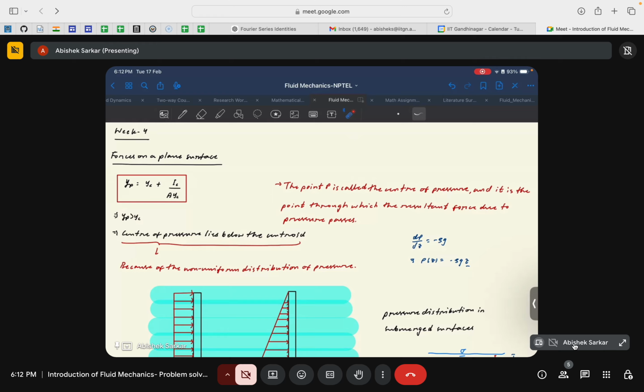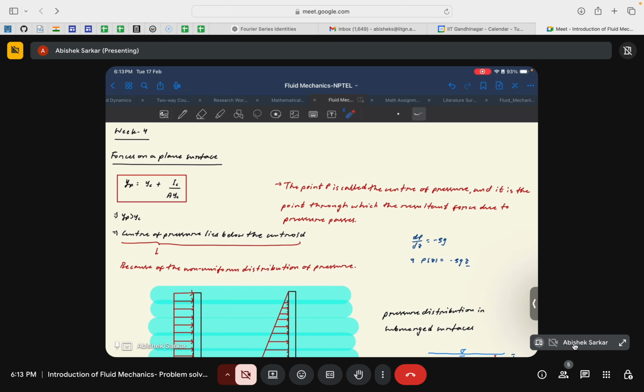Okay, so the center of pressure, that is denoted by yp, is the point through which the resultant pressure force acts on the body. Okay, so there is the net buoyant force, say Fb, and the net pressure force, say Fp. So the buoyant force always acts through the centroid of the object, but the pressure force, because of the fluid, acts through the center of pressure given by yp.